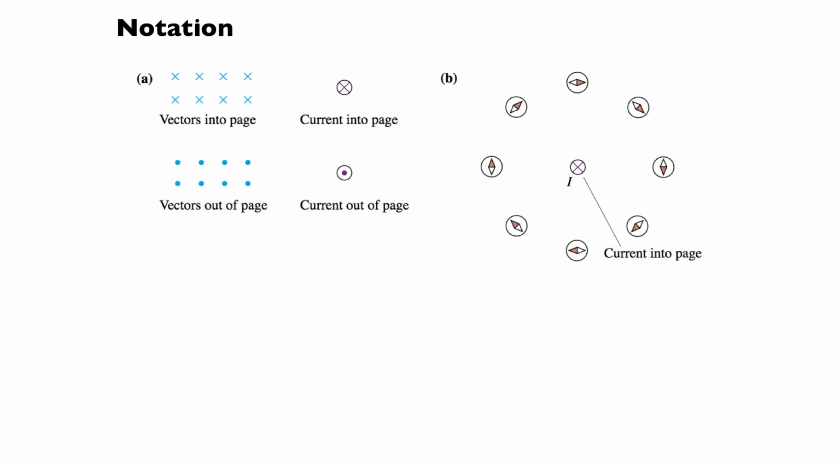But now I want to talk about some notation. We are going to be looking at things which are wickedly three-dimensional, so we have to have ways to represent three-dimensional things on a two-dimensional page. If I have a vector going into the page, I draw it this way. If I have a vector coming out of the page, I draw it this way. If I have a current into the page, it looks like this. Current out of the page looks like this. That's going to be an important thing for us.